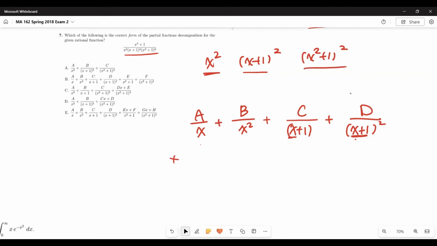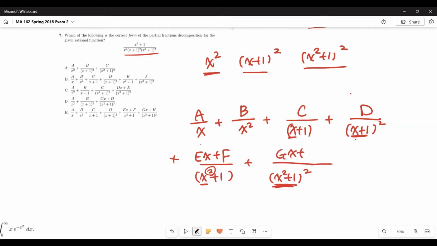And then we see x squared plus 1 squared. So x squared plus 1 squared can be divided into x squared plus 1. And since it's a power of 2, the numerator will be the power of the denominator minus 1. So it's first power, so ex, and then we need to have a constant, so ex plus f. Since it's repeating, it's going to be x squared plus 1 squared, and it will still follow the same power, so the numerator will be gx plus h. So the answer for this question is E.